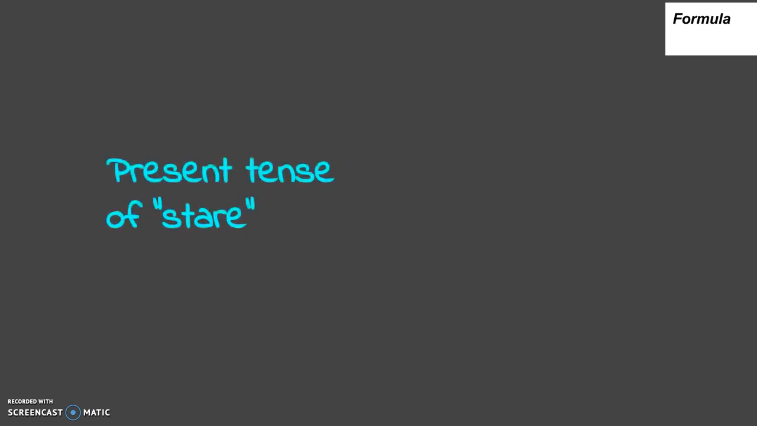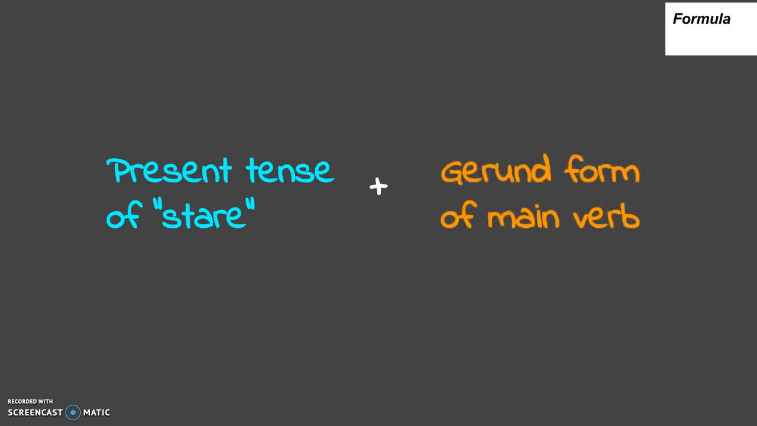So to use the gerund, we need the following formula. The present tense of the verb stare plus the gerund form of the main verb.